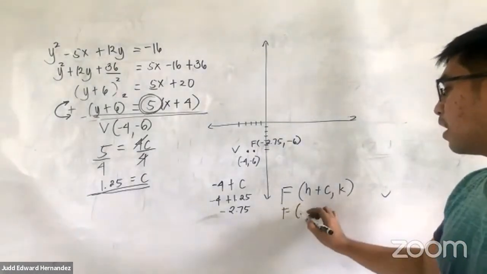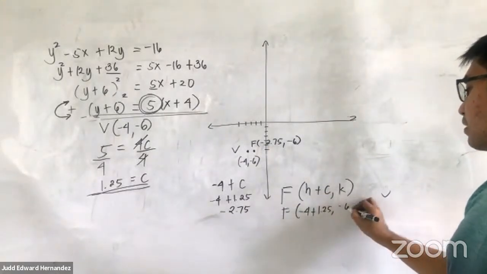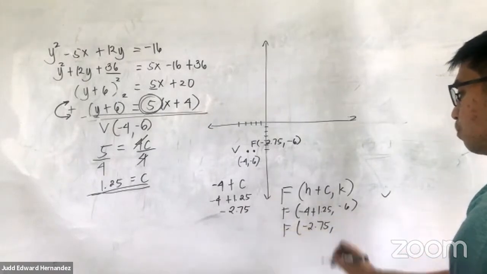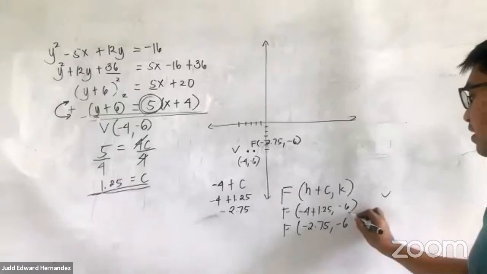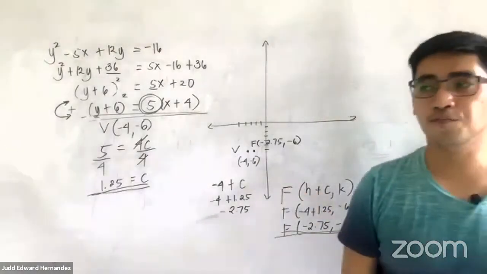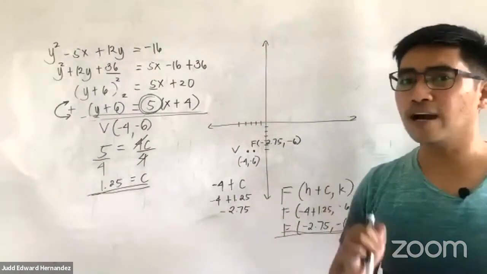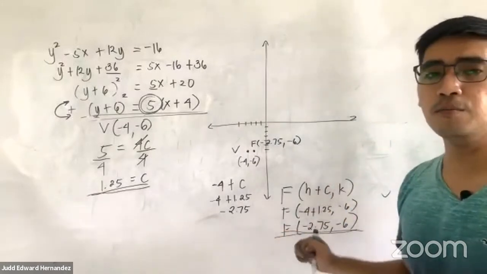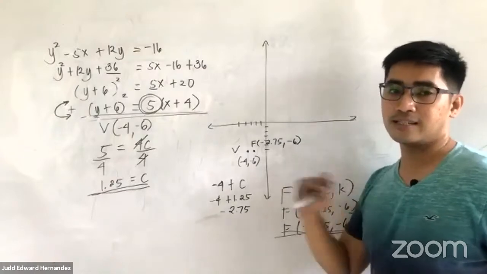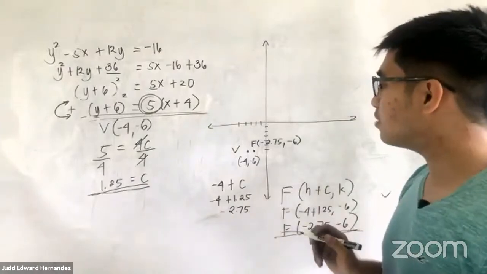Substituting the value, this becomes -4 plus 1.25, -6. Negative 4 plus 1.25 is negative 2.75. And the value of k is negative 6. Okay, magkamukha lang ba? Yes or no? Yes po. Yes, magkamukha lang. But then, paano kung nakalimutan mo yung formula, di ba? Kung nakalimutan mo yung formula, all you have to do is to analyze that the focus is on the right side of the vertex.